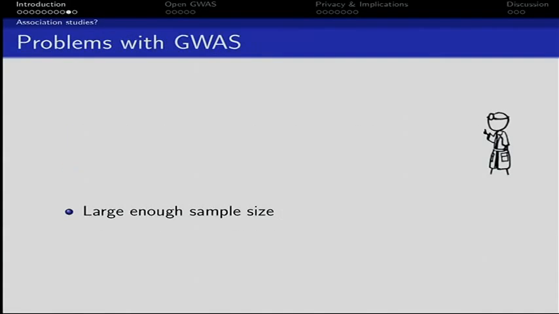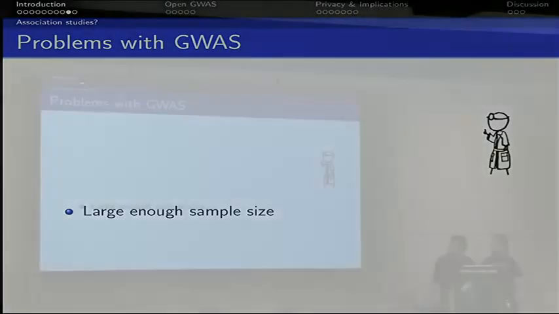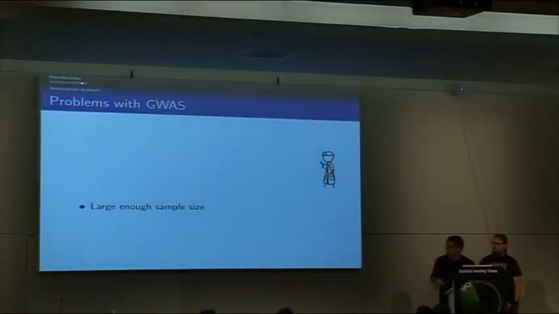So there's always a couple of problems with genome-wide association studies. Here we have to have a large enough sample size. We have to correct for multiple testing, and of course, correlation is not always causation.